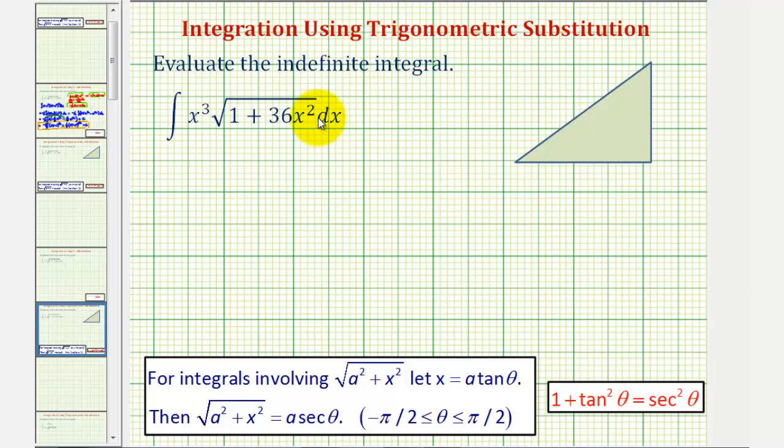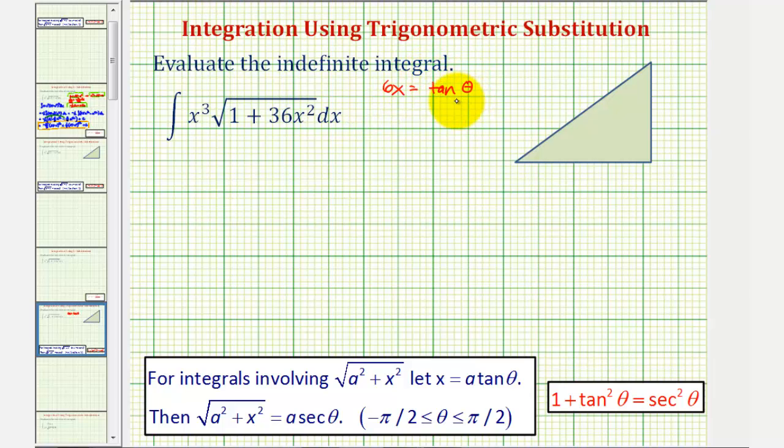We want to determine the antiderivative. So looking at the integrand, notice how we have the square root of 1 plus 36x squared. So it fits the form of the square root of a squared plus x squared, or almost fits the form. It's a slight variation, where a squared would be equal to 1, but instead of x squared, here we have 36x squared. So instead of letting x equal a tangent theta, we'll let 6x equal a tangent theta, where a is 1. So 6x must equal 1 tangent theta, just tangent theta.